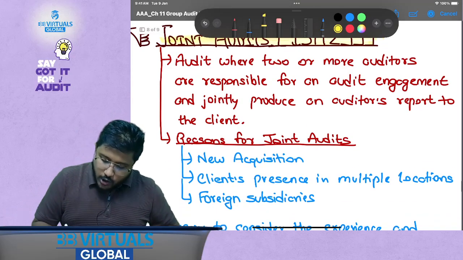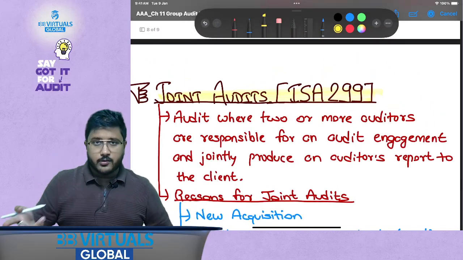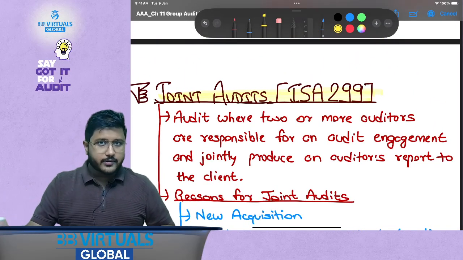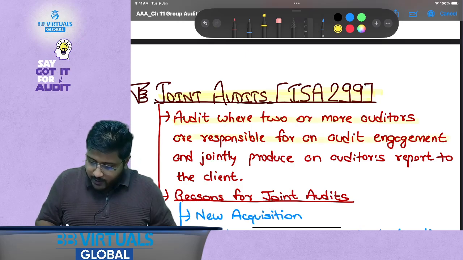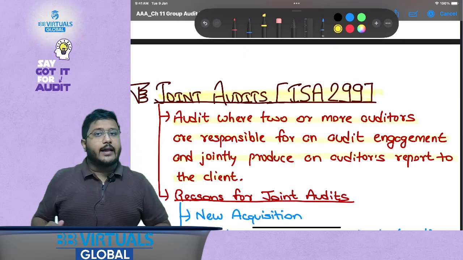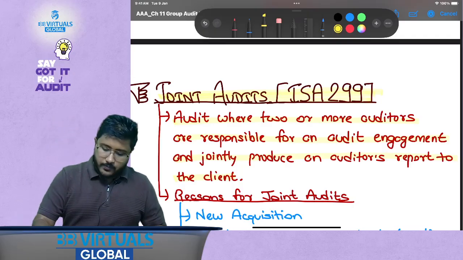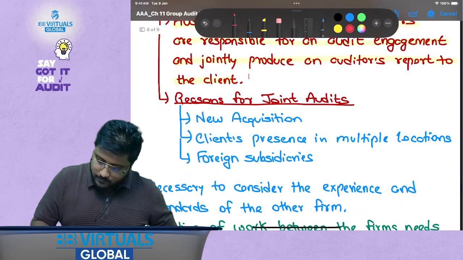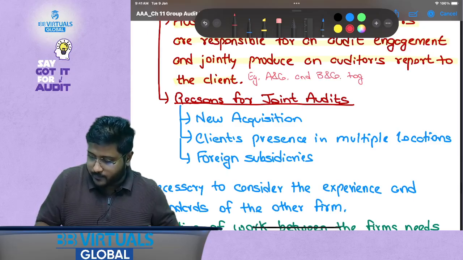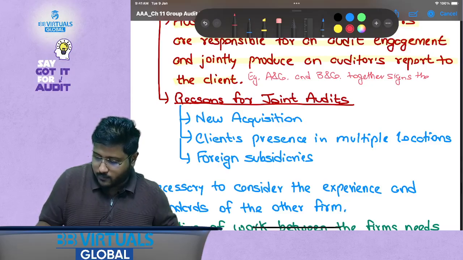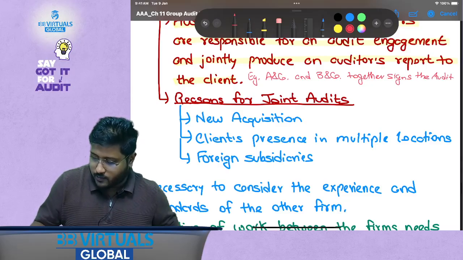So joint audits. Joint audits where more than one auditor is involved. So audit where two or more auditors are responsible for an audit engagement and jointly produce an auditor's report to the client. This is called a joint audit. So say example, A and company and B and company together sign the audit report of A Limited.